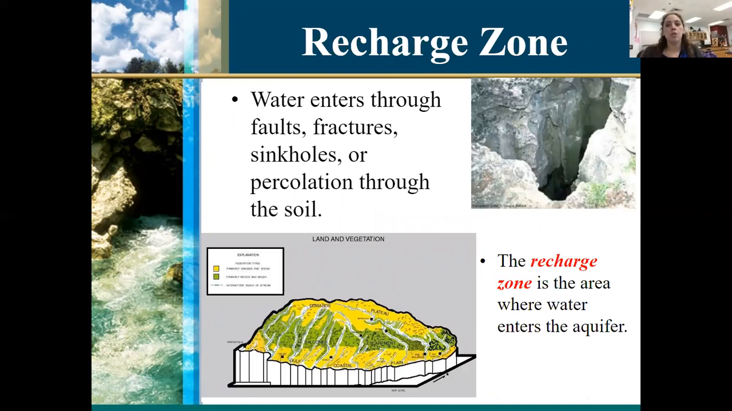Then there's the recharge zone. Water enters through faults, fractures, cracks, sinkholes, or just percolation, just simply soaking into the ground through the soil. This is where water enters. This is why on campus we've got those stormwater retention areas for grabbing all that water that would otherwise run off our parking lots and soak into the ground.